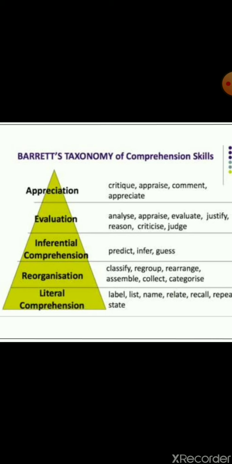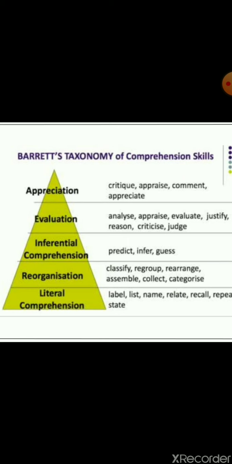Okay? Moving up, recognition. In recognition, you will classify. You will start classifying the facts, regroup them, rearrange them, assemble them, collect them, categorize them. How will you do that? For that you need to do the literal comprehension first, meaning you underline, note down and circle the things, and in the second level of recognition you will arrange, assemble, collect and categorize them according to your need.